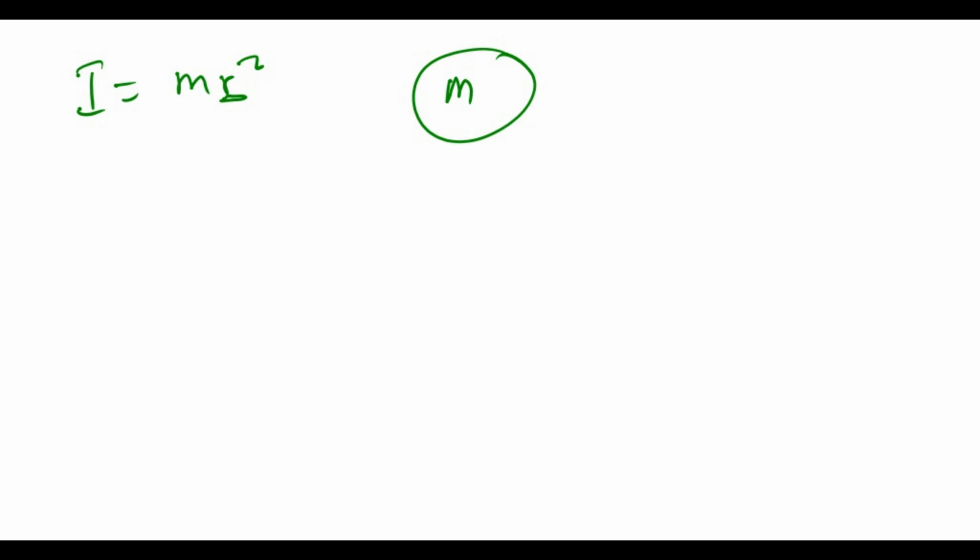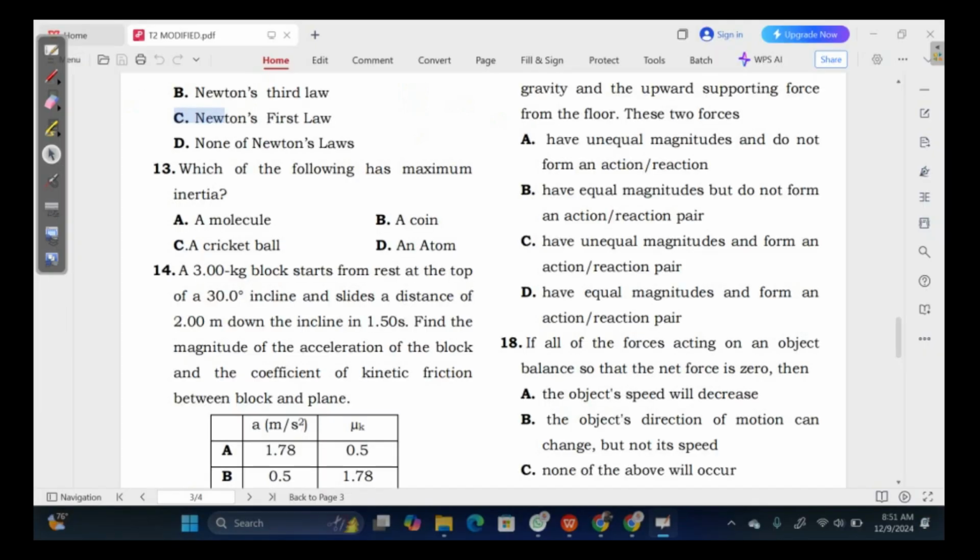So if we come back here, which of the following has maximum inertia? A molecule. A molecule is something that is very small. You know that, right? Yes. So I don't think a molecule can have the maximum inertia. B, a coin. The same coin we know.